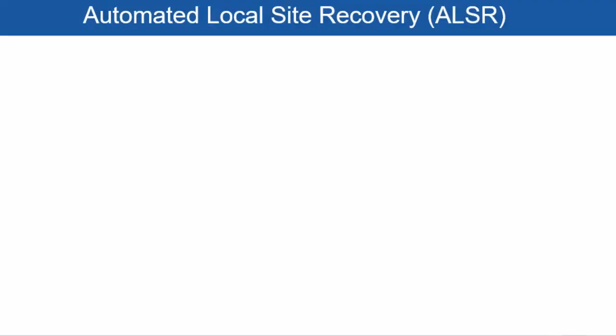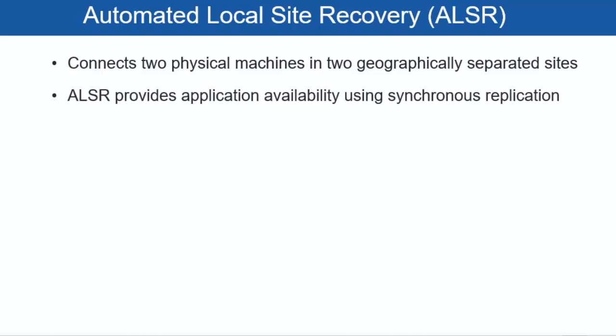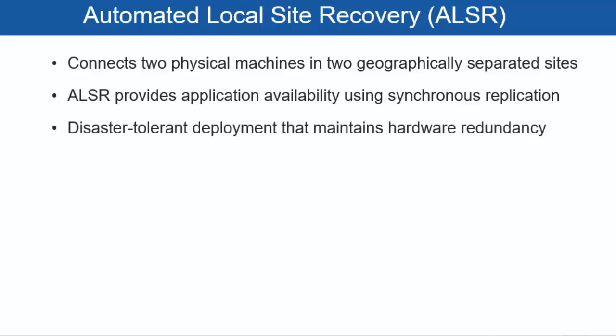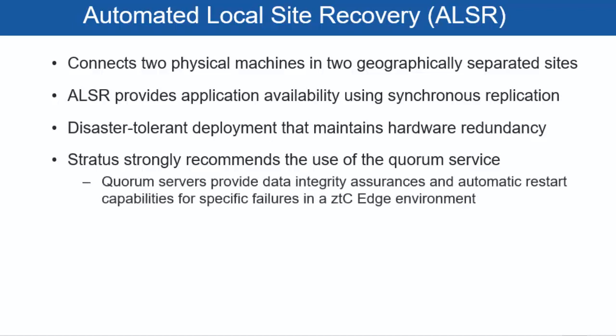An automated local site recovery configuration connects two physical machines in two geographically separate sites. ALSR provides application availability using synchronous replication and is a disaster-tolerant deployment that maintains hardware redundancy. And with ALSR, Stratus strongly recommends the use of the Quorum service on servers whenever ALSR is implemented. Quorum servers provide data integrity assurances and automatic restart capabilities for specific failures in a ztC Edge environment.